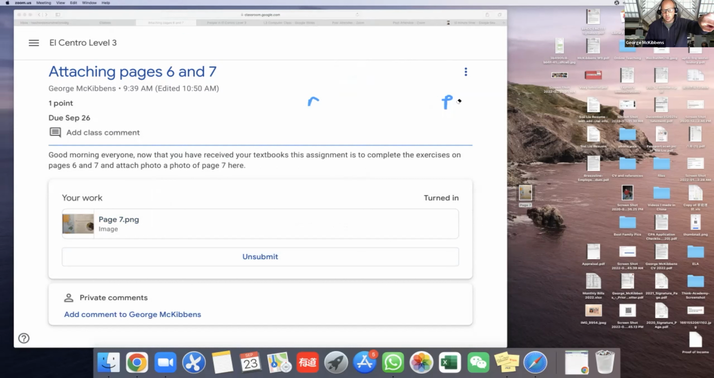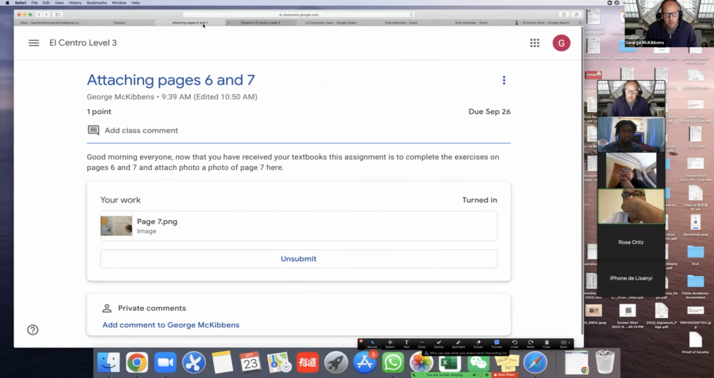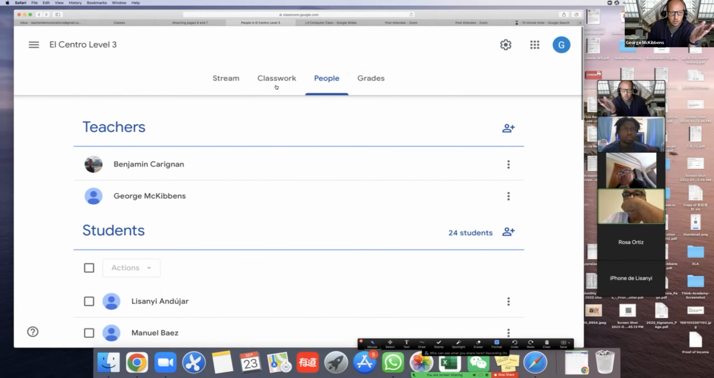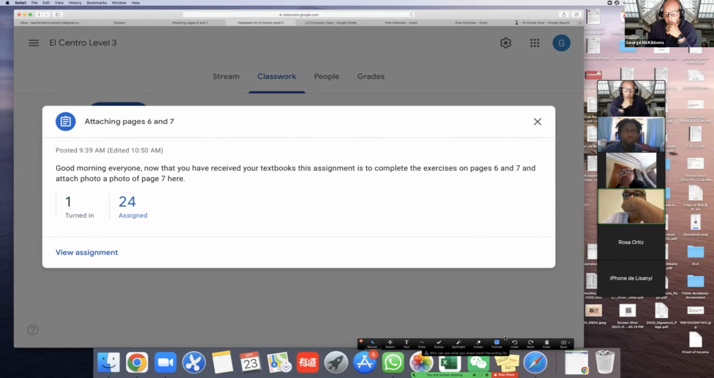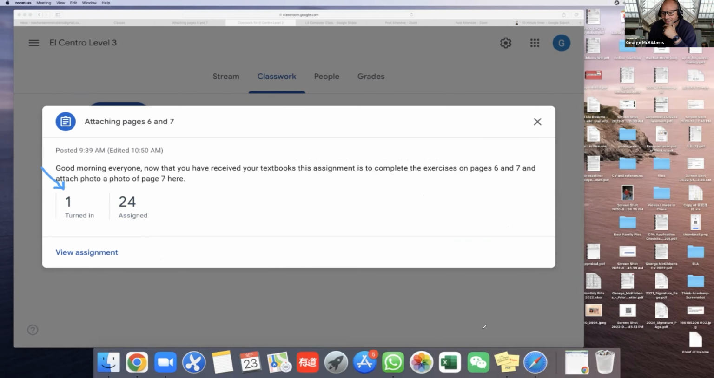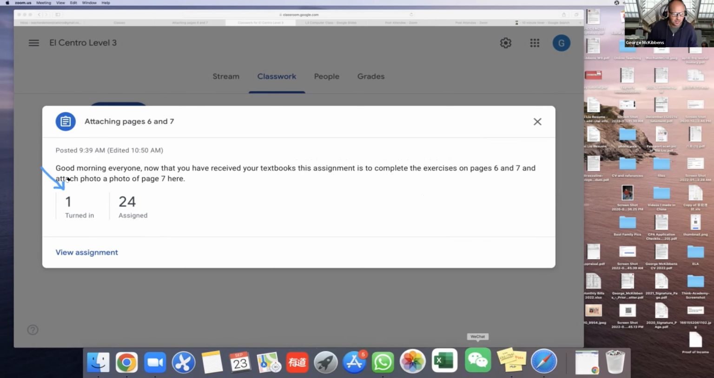So that's me as the student turning it in. Now, what does the teacher think? What does it look like for the teacher? Let's go back to classwork here. Okay, look, I have only one student who did the work, and it was me. So let's see what it looks like for me.